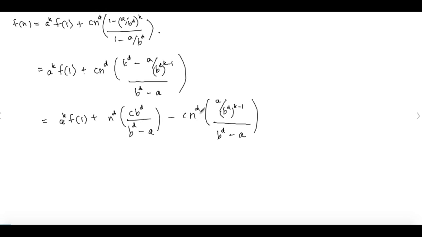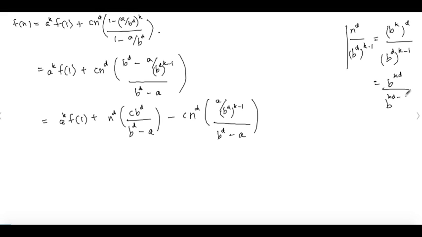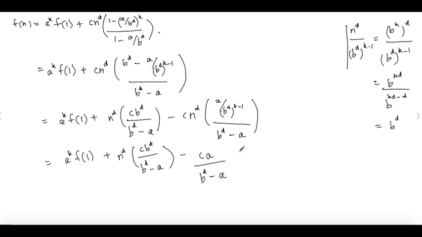Remember, what is n? If we have nd divided by b^d to the k minus 1, I can write it as b^(kd) divided by b^d to the k minus 1, or I can write it as b^(kd) divided by b^(kd) minus d, right? So this is equal to b^d, correct? So then I can write this as a^k f(1) plus nd c b^d over b^d minus a, minus c a over b^d minus a times b^d. Okay, this was a^k.